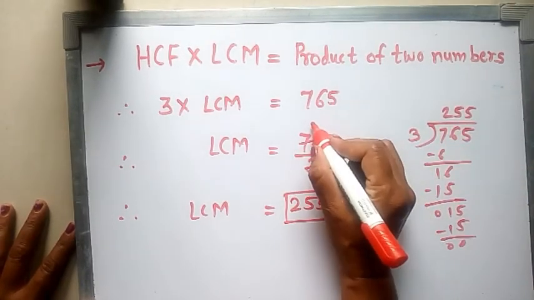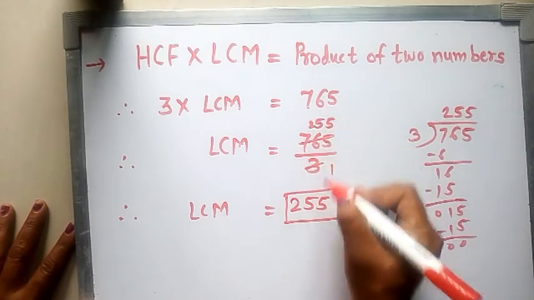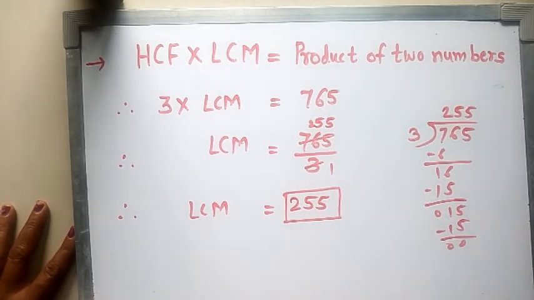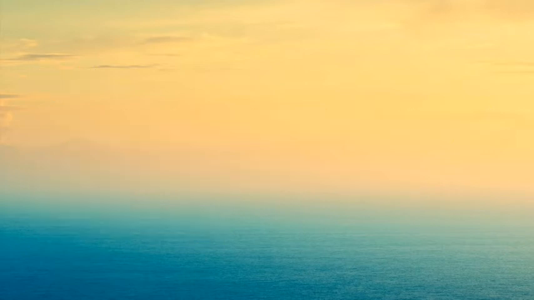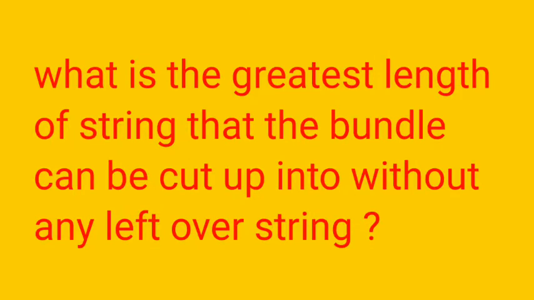SCF is 3 and LCM is 255. Question 8. A trader has 3 bundles of string, 390 meter, 308 meter and 490 meter long. What is the greatest length of string that the bundles can be cut up into without any left over string?